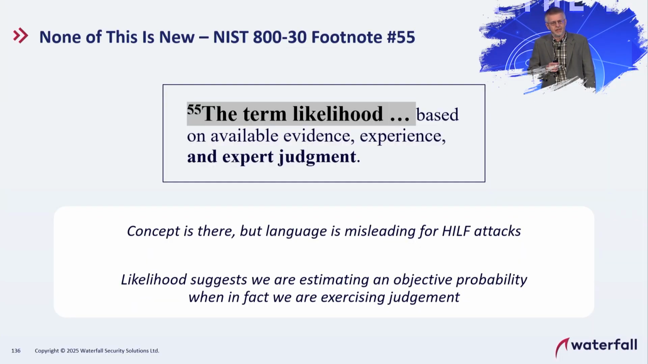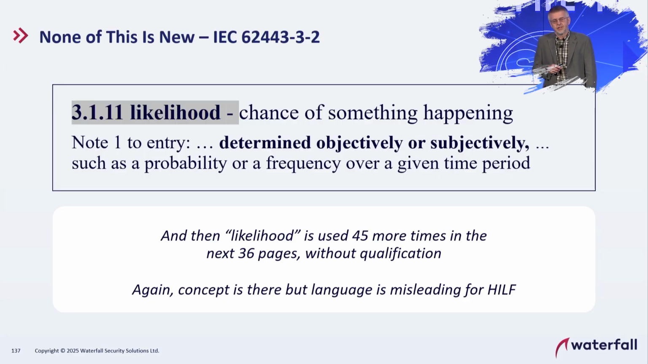None of this is new. You look at the NIST 800-30, this is the risk assessment out of NIST. In the middle of the document, footnote number 55 says, likelihood could mean probability, but sometimes it means you've got to look at your available evidence, you've got to make a judgment call. So there's recognition in the footnote that it's not always probability, it's not always random. Who reads the footnote? The rest of the document uses likelihood unqualified, as if it meant probability, as if it was a random process.